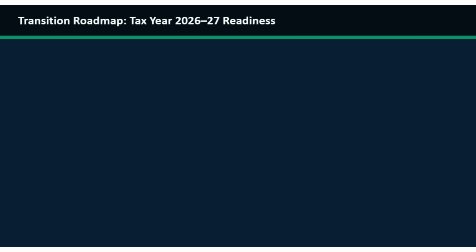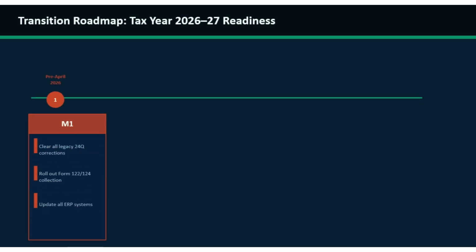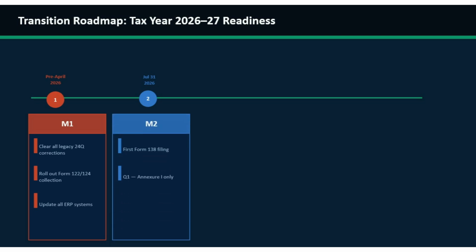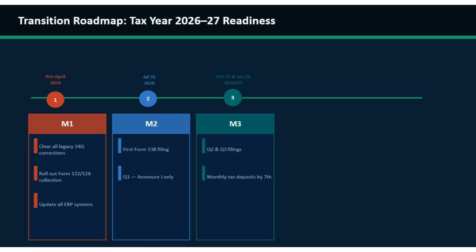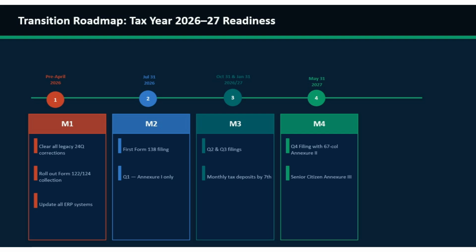Preparing for tax year 2026 to 27 requires a phased transition approach. Before April 2026, organizations must close all pending legacy corrections, roll out new employee declaration forms, and update payroll systems. The first Form 138 filing begins in July 2026, followed by regular quarterly compliance cycles through the year. By May 2027, the system moves into full-scale reporting with expanded Annexure II and senior citizen disclosures.